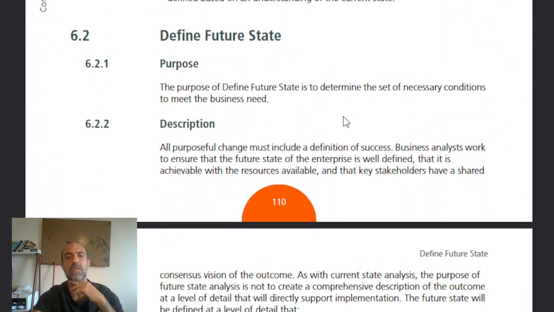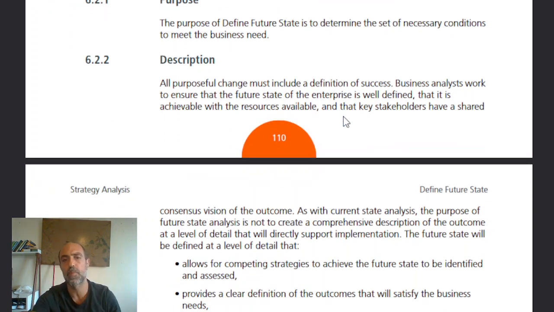All right, define future state. What's the purpose? The purpose of define future state is to determine the set of necessary conditions to meet the business need. So when we are analyzing the current state, from there we're launching to whatever we want. Defining a future state is important, and it determines what conditions would actually allow the future to exist the way we want it.